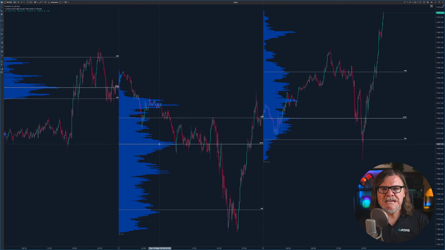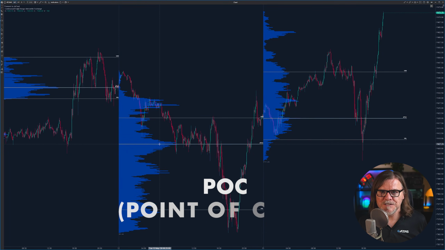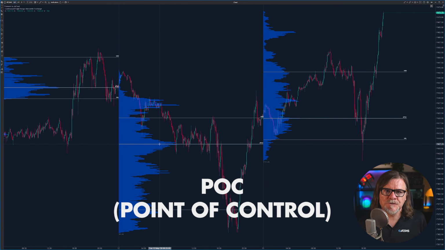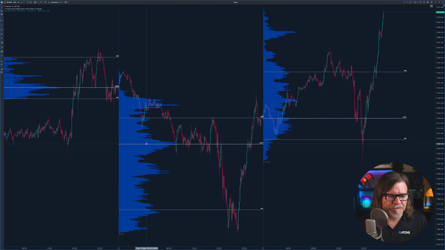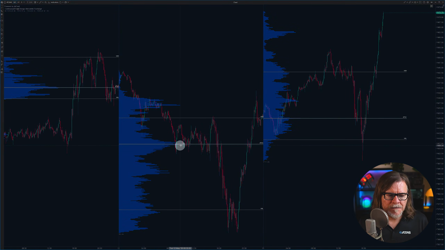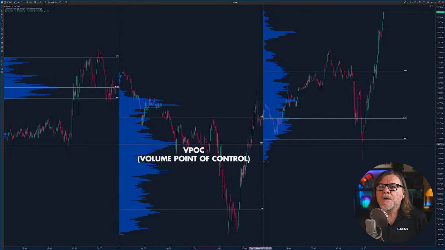What is the most important level on the volume profile? Obviously POC, the point of control. Look at that. This is the volume profile, and this level is the POC. VPOC, volume point of control. I will draw a line here.